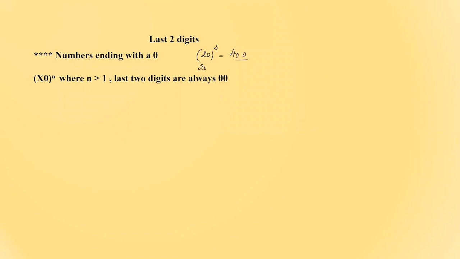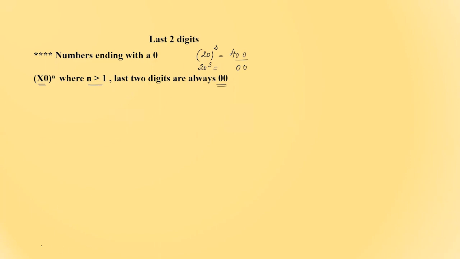Now same thing for 20 cube. What would be the last two digits? Again a double zero. So you can always be very sure that for any number that ends with a 0 raised to the power n, where n is greater than 1, the last two digits definitely have to be a double zero. So this is one very easy case that you can just keep in mind.